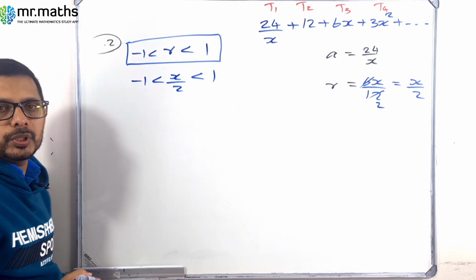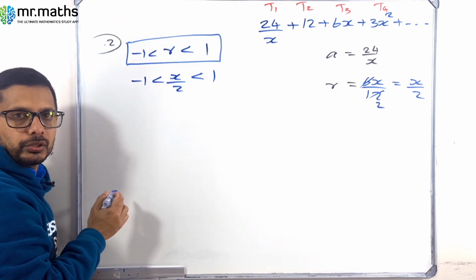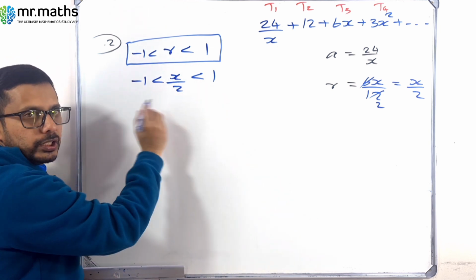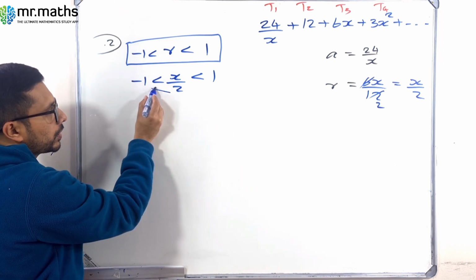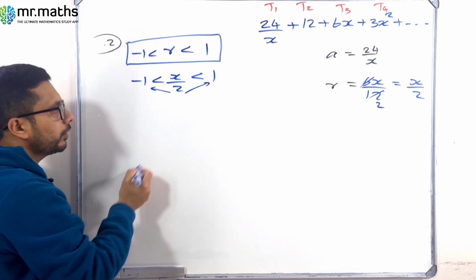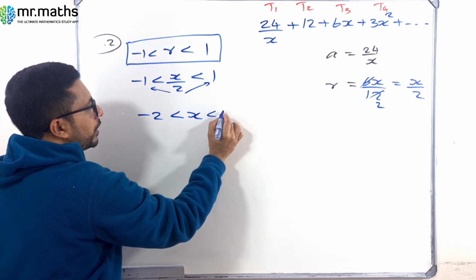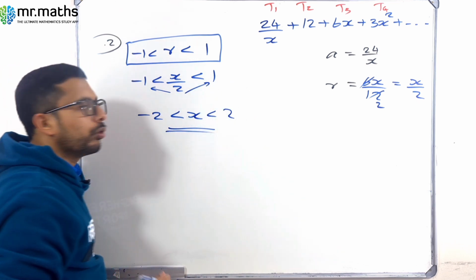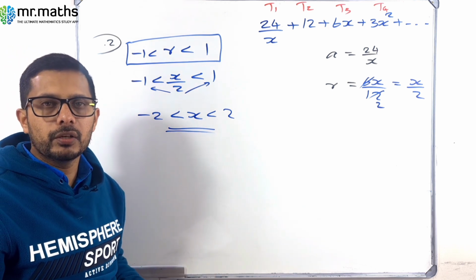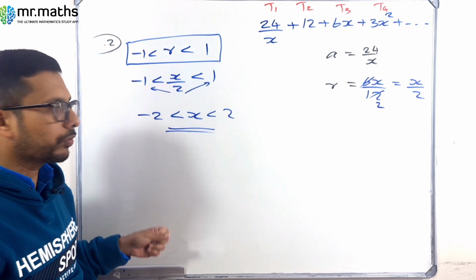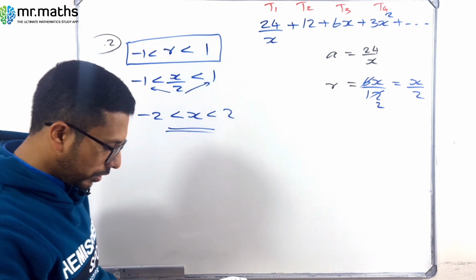The value of r must be between -1 and +1. So in our question, what is the value of r? x over 2. Now you know the inequality. How can you simplify this one? If I multiply by 2 on this side, I must multiply by 2 here also. So 2 times -1, -2 less than x, 2 times 1, that is 2. So it means that the value of x is between -2 and 2. That is the question: find the values of x where it is convergent. So x is between -2 and +2. Okay, so that is question number 3.2.